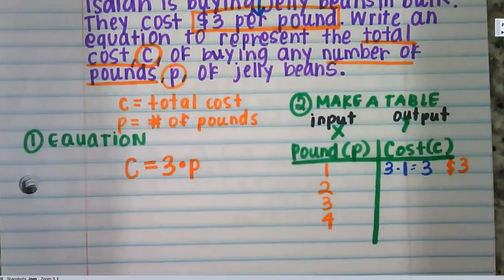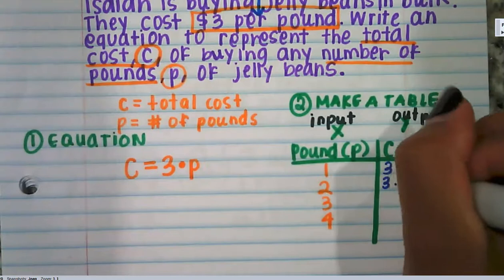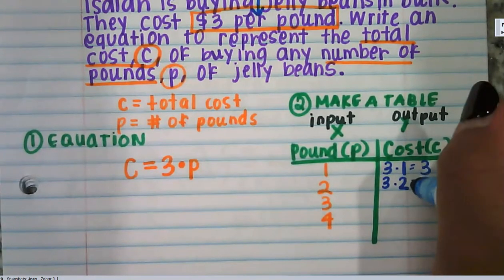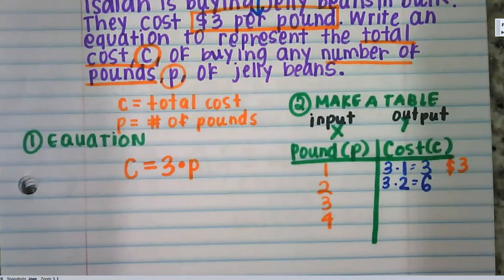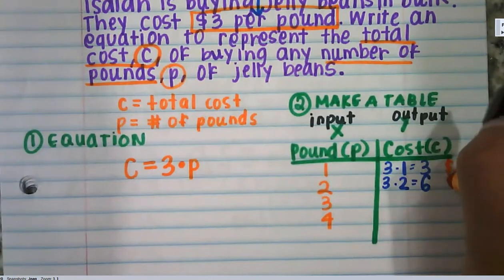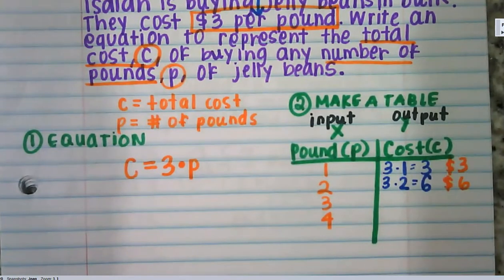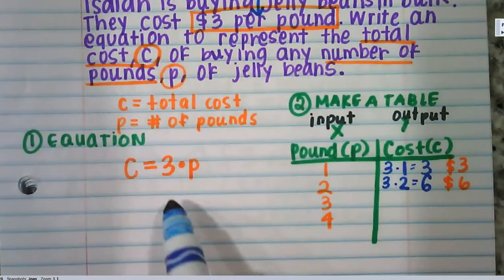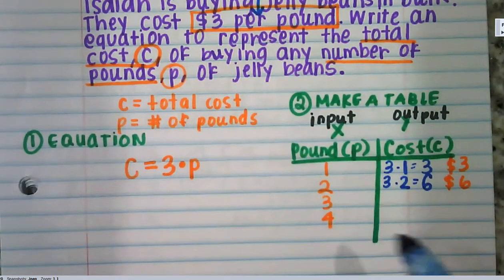So now let's move on to 2. 3 times 2 is $6. So the cost for 2 pounds is $6. This should be making some logical sense right now. Even if we don't really understand this table, we should understand that we're just multiplying by 3. We're taking the number of pounds and we're multiplying by 3.